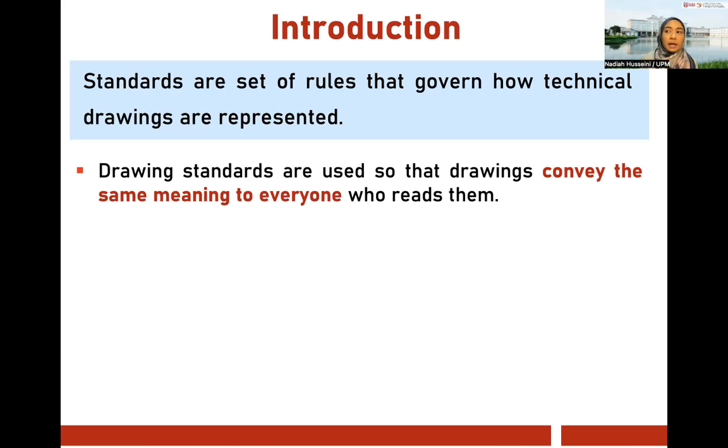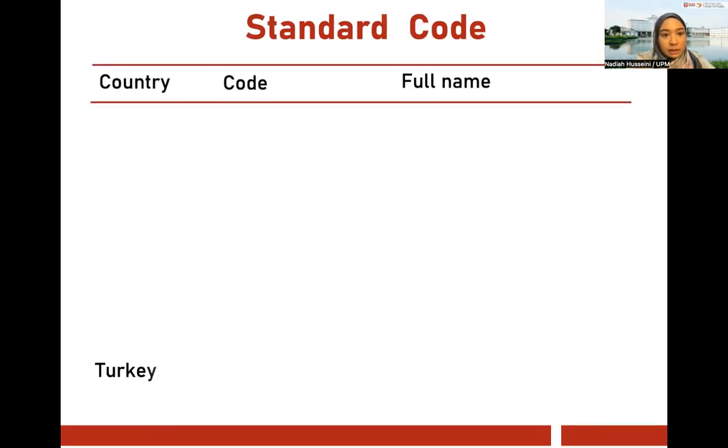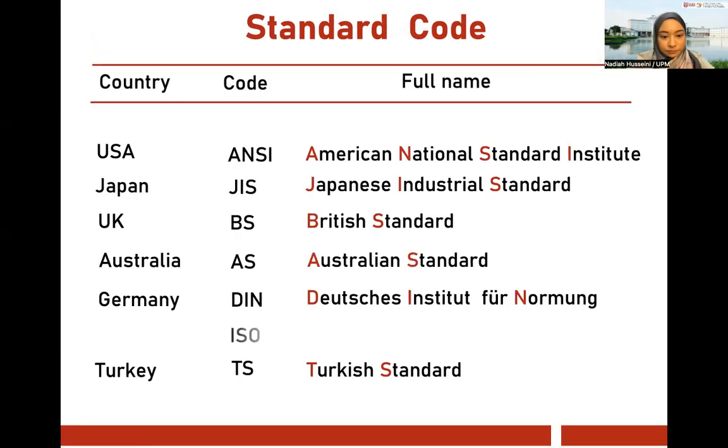Drawing standards are used so that drawings convey the same meaning to everyone. For example, I'm using English, you are using English, I understand you perfectly fine. But if I'm using English and you're using German, I can't understand you because our language is not the same. Standards are part of the language, like grammar. So our language here is graphic, and the standard is the grammar, so that we can understand accurately what is being communicated.